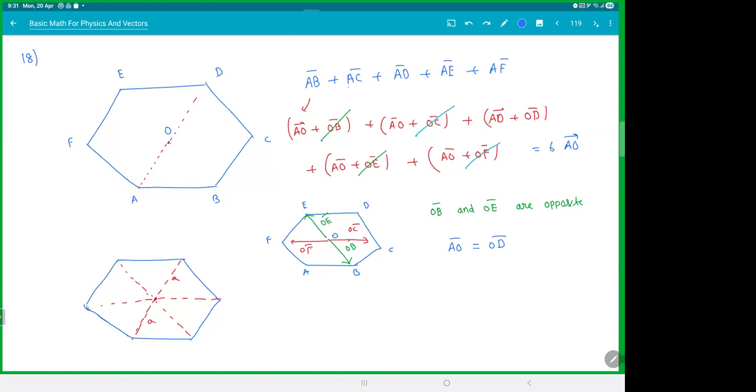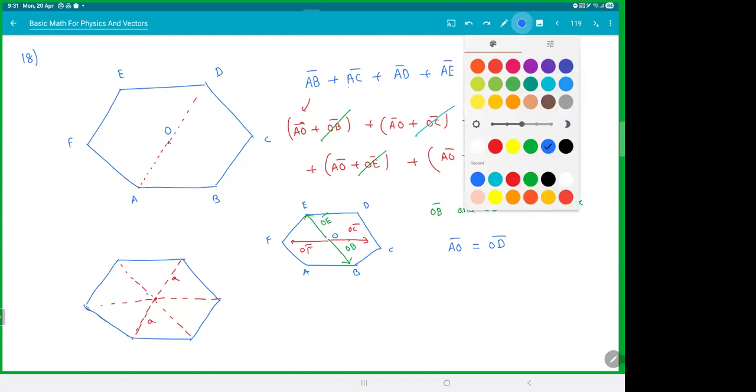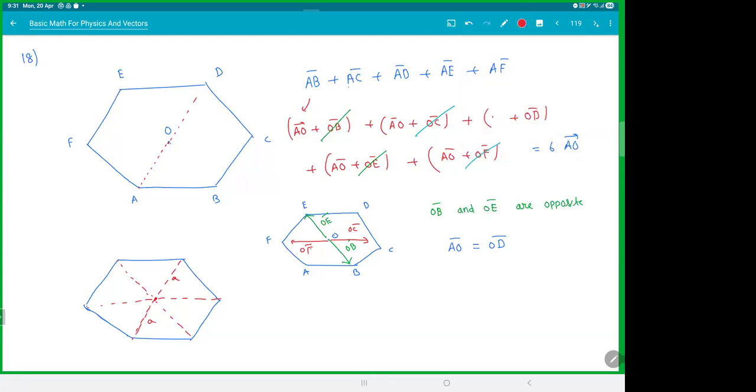Clear with this? Any doubts on this? How did you approach this? Everyone is clear now? AD and OD are parallel. This is AO bar. You can clearly see they're in the same direction, right? A to O and O to D, they're parallel vectors. They're equal. Clear?